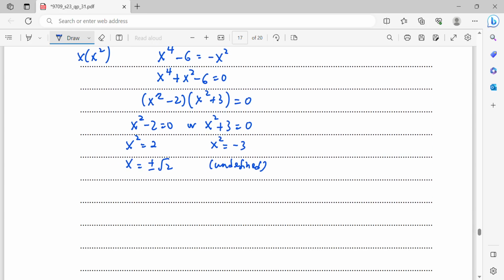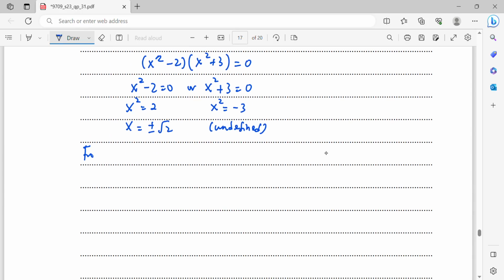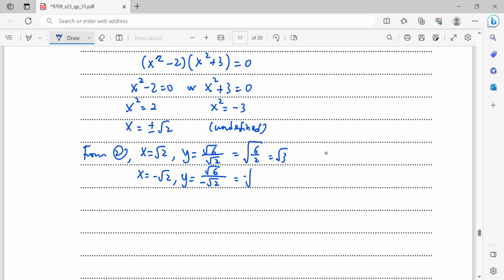Okay, so now we found x. To get the y, you need to refer to the second equation: y equals square root 6 over x. So from the second equation, I will just write x equals square root 2 first. My y is square root 6 over x, so it's going to be square root 6 over square root 2, which is square root 3. Then when x goes to negative square root 2, my y is square root 6 over x, the same as previous, so it will be negative square root 3.